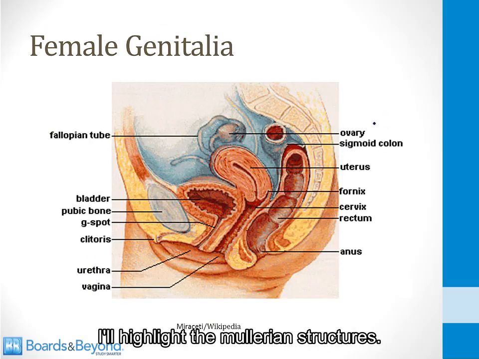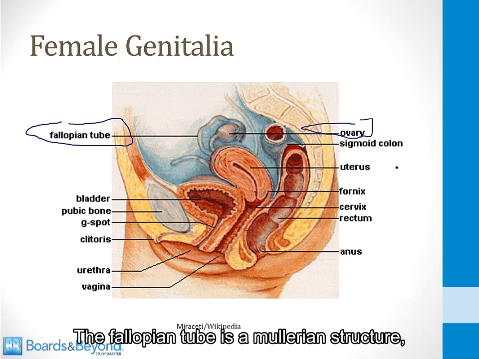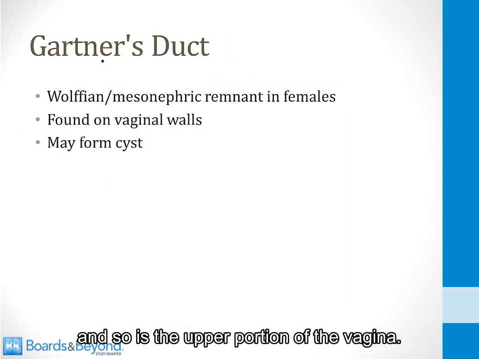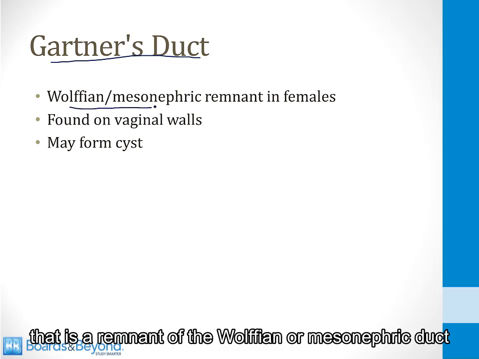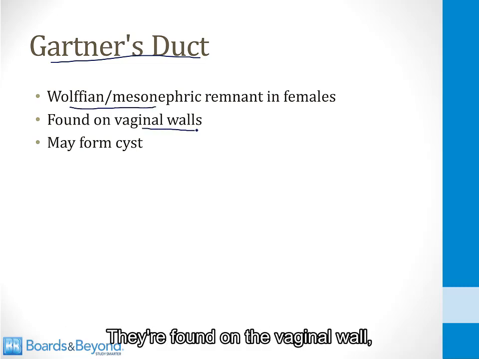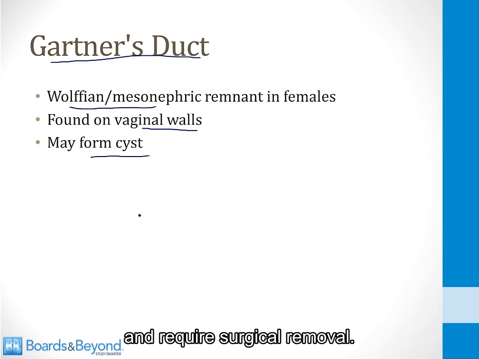And here's a drawing of the female genitalia. I'll highlight the Müllerian structures. This is the ovary. The fallopian tube is a Müllerian structure, so is the uterus, and so is the upper portion of the vagina. In females, a Gartner's duct is a structure that is a remnant of the Wolffian or mesonephric duct that persists in females. They're found on the vaginal walls. Sometimes they form a cyst, which can occasionally become painful and require surgical removal.